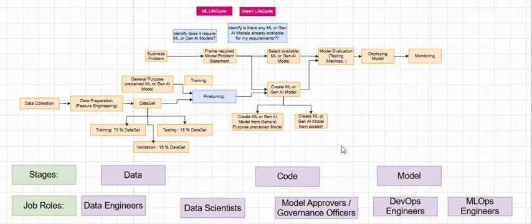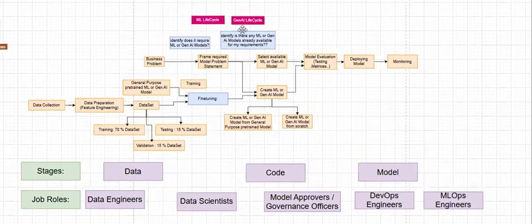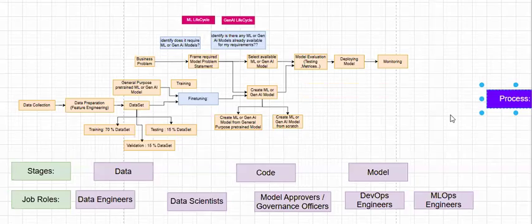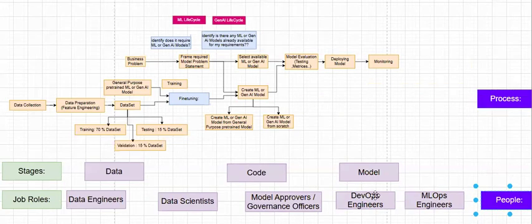Now, if we wrap up this whole data into simple content, if we see this whole ML lifecycle in simple terms, can we say the stages as well as the implementation part come under process? Yes. So this is all process. So what are the job roles? These are nothing but people. So these people will implement these processes.